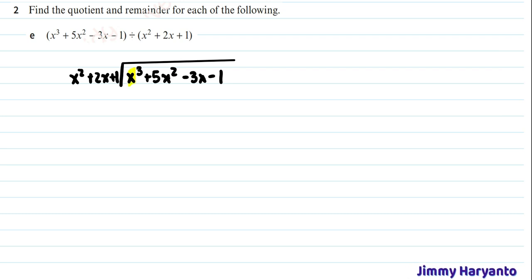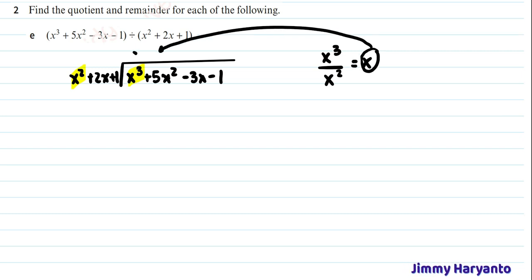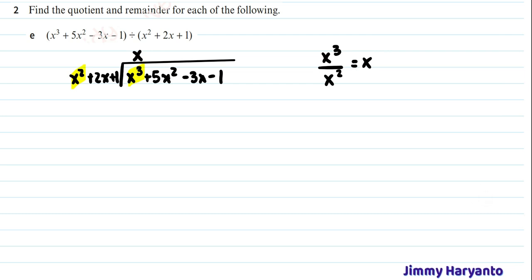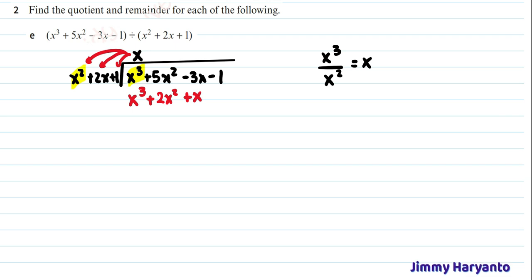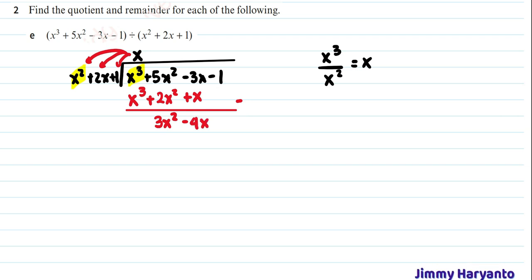Okay, so first we have to divide this with that one. So x to the power of 3 divided by x squared equals x. So we'll write this down in the quotient. Okay, so x. Next is to multiply the x with all of them. So you will have x to the power of 3 plus 2x squared plus x, and then you have to minus it. You will have 3x squared, and then this one is negative 4x, and then negative 1.